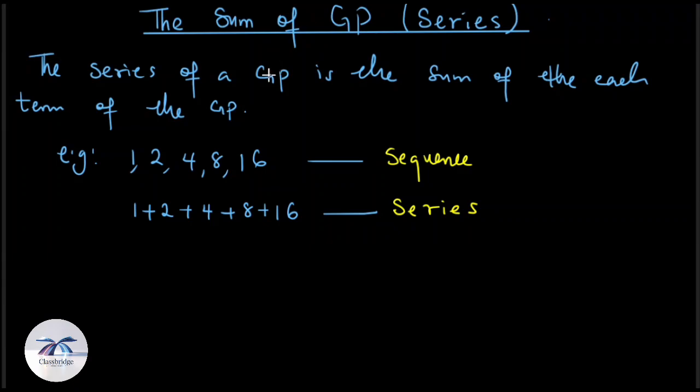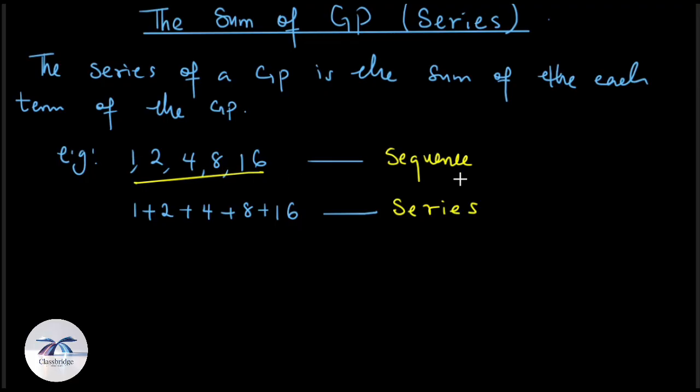The sum of a GP. When we say the sum, it is still the same thing as series. So the series of a GP is the sum of each term of that GP. For example, this is a GP: 1, 2, 4, 8, 16 is a GP with common ratio 2.